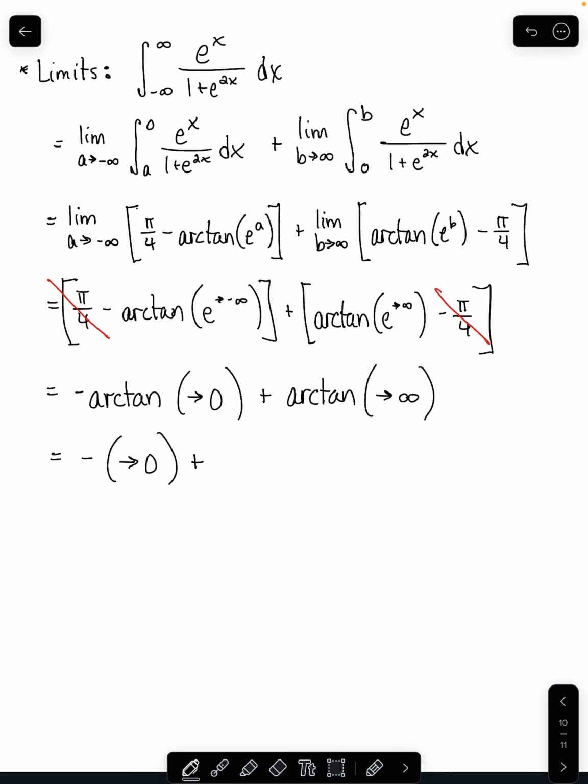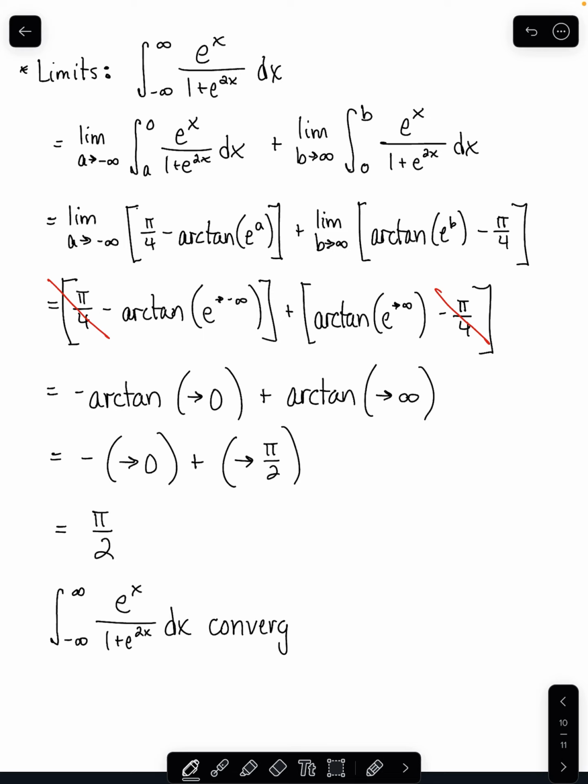On the right side, as the arctangent moves further and further to the right, as its input approaches infinity, arctangent will approach pi over 2. So that altogether, this approaches pi over 2. Thus, we can say that the integral from negative infinity to infinity of e to the x over 1 plus e to the 2x dx converges to pi over 2.